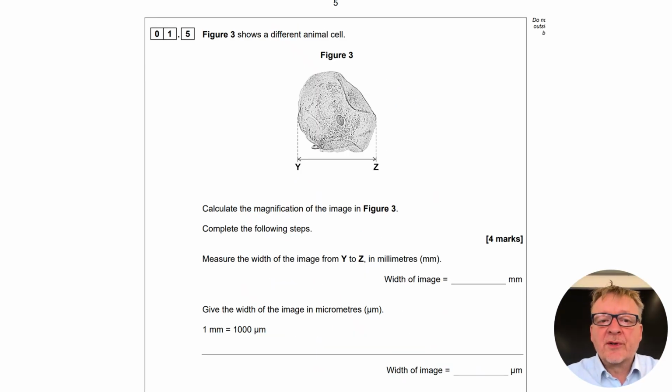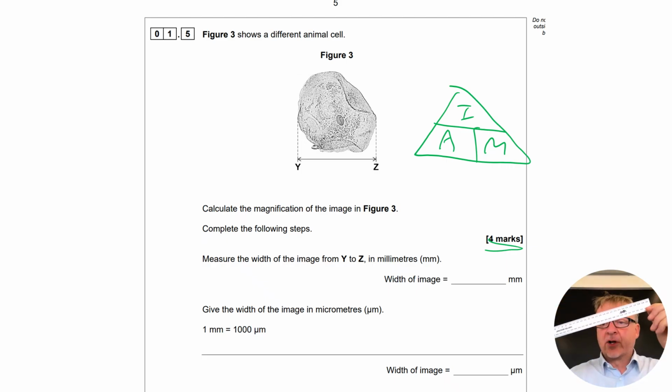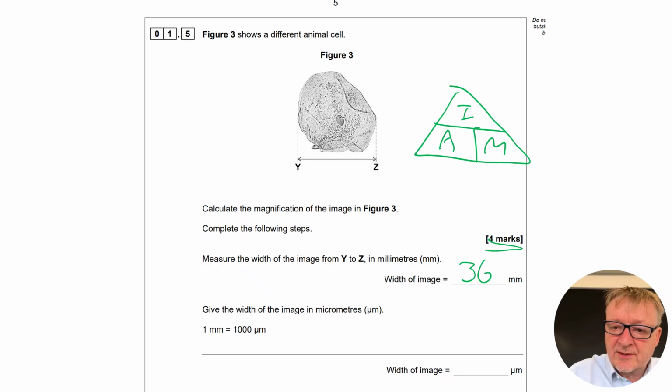Figure 1.3 shows a different animal cell. Calculate the magnification of the image in figure 3. Immediately they're talking about the AIM triangle. Complete the following steps, 4 marks. Measure the width of the image in millimeters. So I'm looking around for a ruler now. You literally get a good old ruler, and you do Y to Z in millimeters. Now I've done that, and that says 36 millimeters.